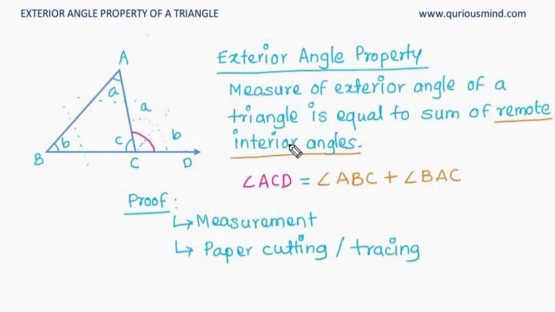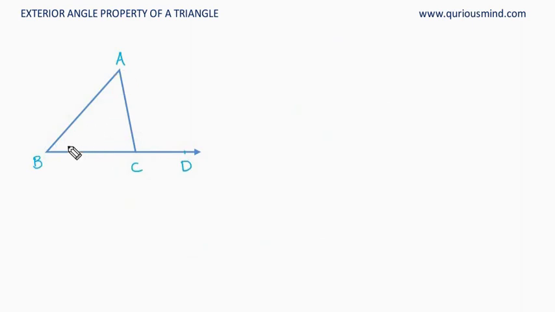and we will be doing that using parallel lines and transversal, which we have learned in our earlier chapters. So let's do that. So we have triangle ABC and we have extended arm BC so that we get angle ACD, which is an exterior angle. Now we'll do one more construction. We will draw a line from C which is parallel to AB. Let's call this CE.